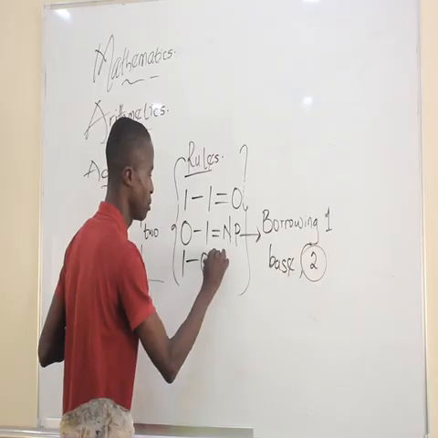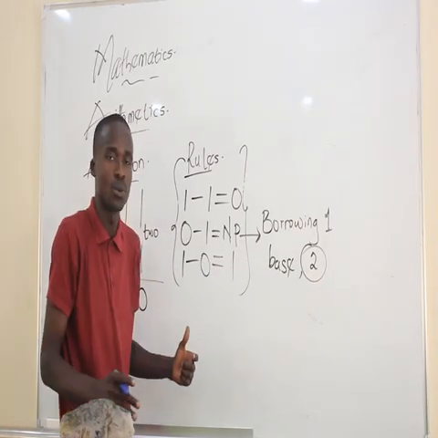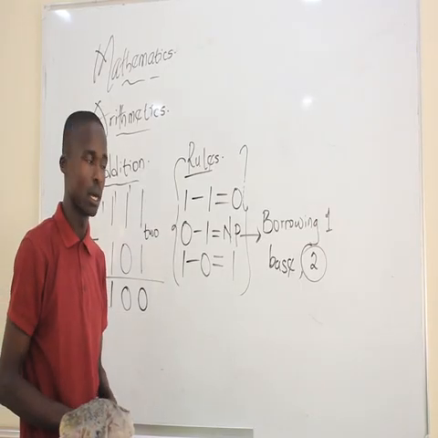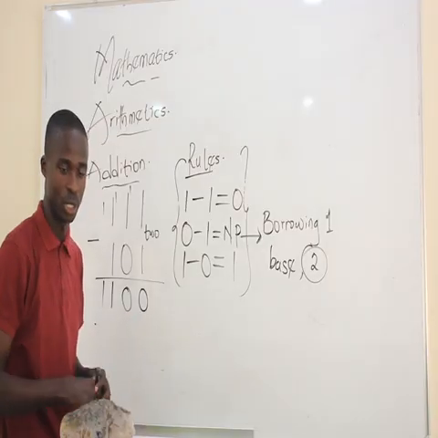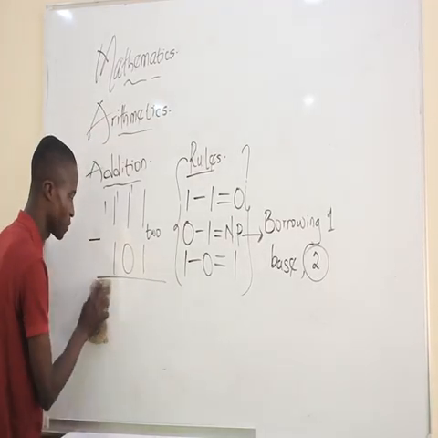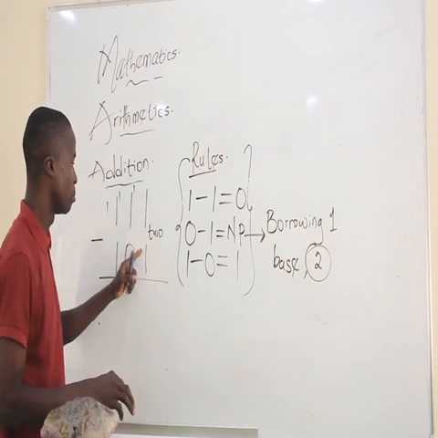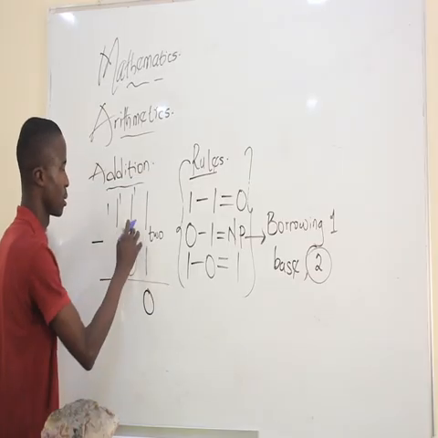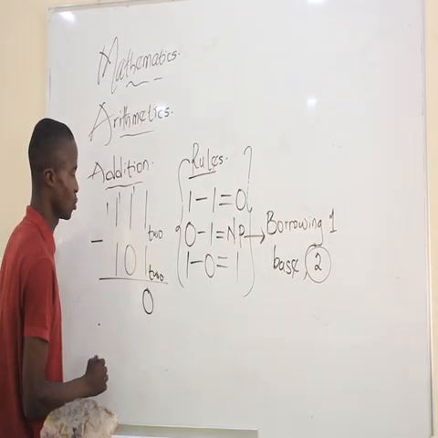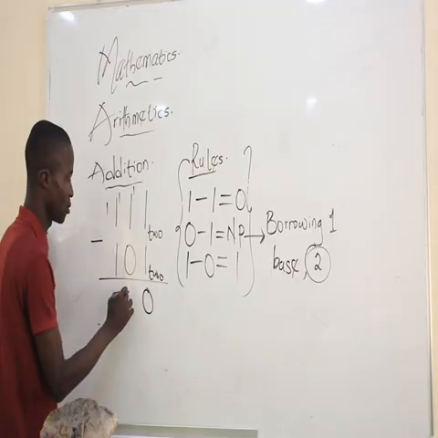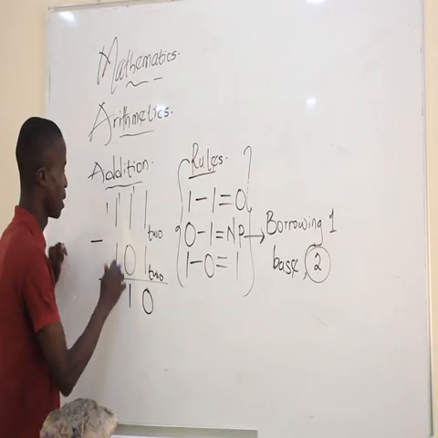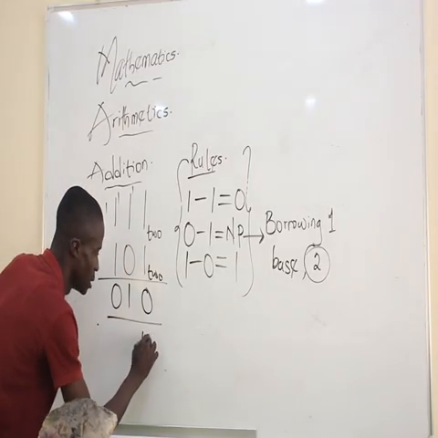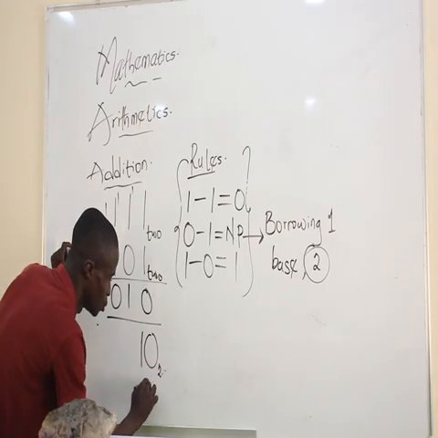1 minus 0 is 1. So these are the rules that we have under binary operation for subtraction. Now if I'm to use this to solve this question, 1 minus 1 will result to 0. Now this also is base 2. 1 minus 0 will result to 1. 1 minus 1 will result to 0. So our final answer will be 10 base 2.